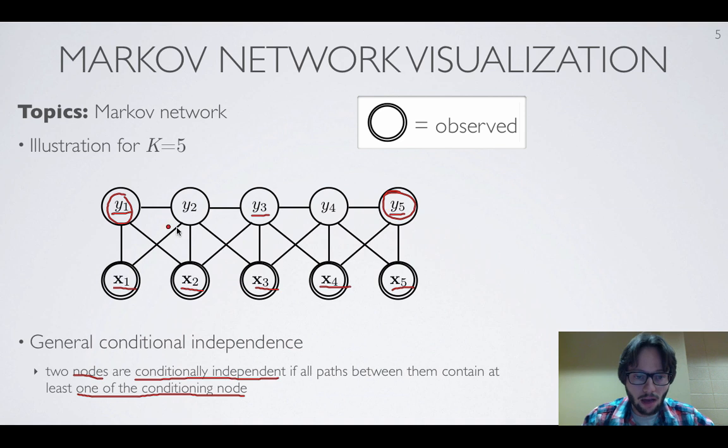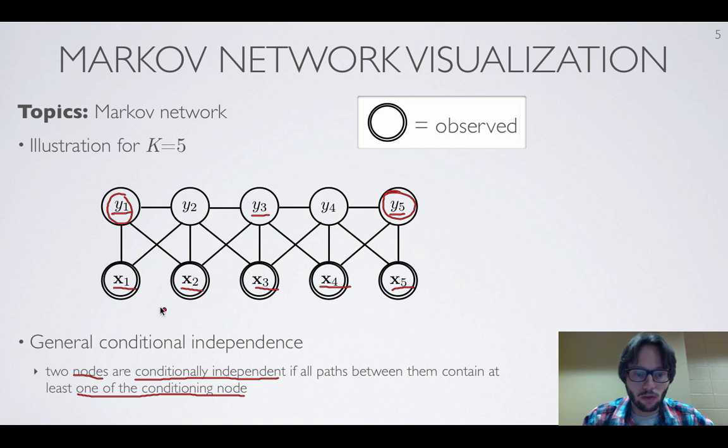So it's this path. Actually, there are other paths. I could go like this. So there's more than one path. I could go like this and like that and so on. Well, it turns out in this case, we can easily see that each path between y1 and y5 actually contains one of the nodes I'm conditioning on. That is, it either contains one of the inputs.